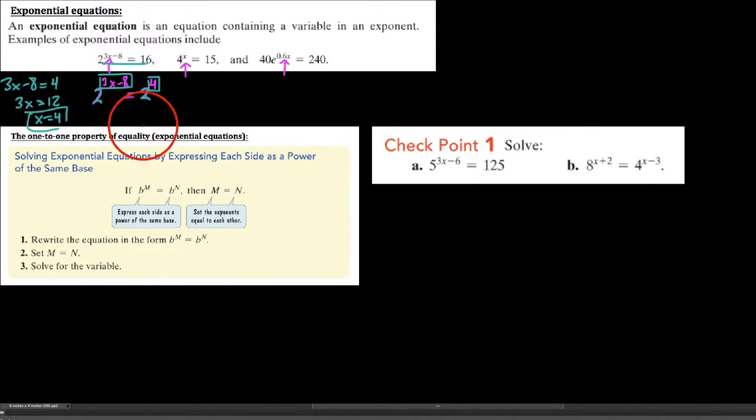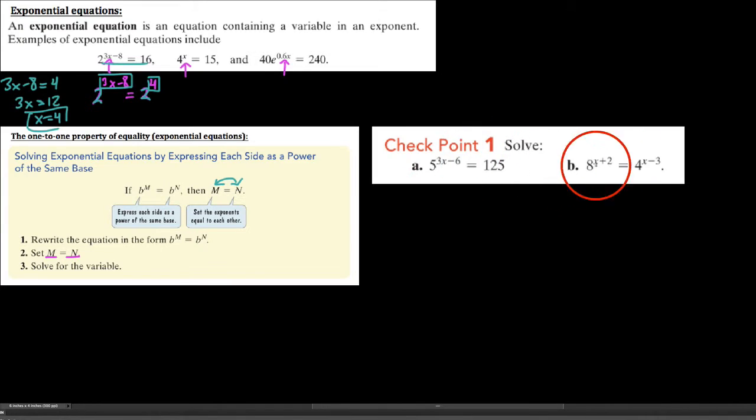So the idea is, can we rewrite both sides having the same base if we want to solve an exponential equation? So we say that the one-to-one property of equality for exponential equations is expressed thusly: if b, which is some base, to the power of m is equal to b also, but to the power of n, then it can be concluded that their exponents must be equal, and we'll refer to that as our one-to-one property. So if b to the m equals b to the n, then we can set the exponents equal to each other and solve for the variable.